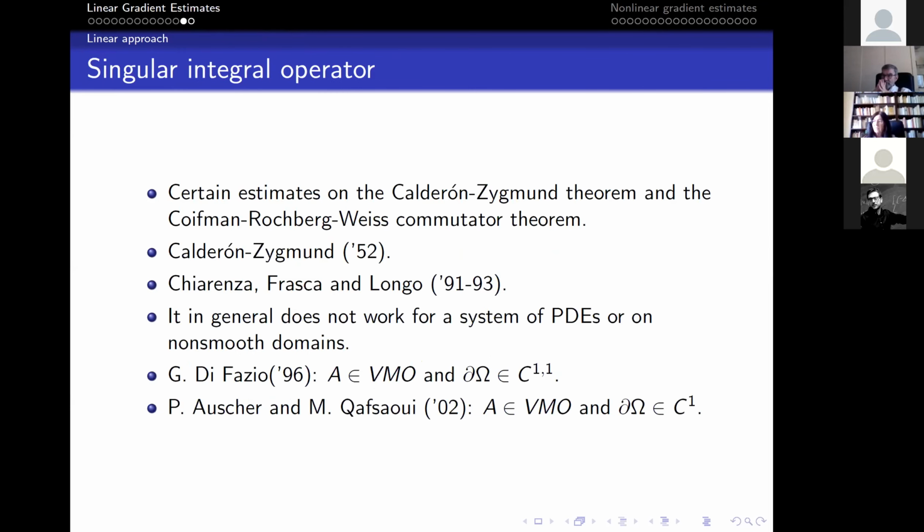Let's go back to the linear approach. These are the so-called singular integral operators. It actually goes back to Calderon-Zygmund in 52. Then, in terms of commutators, Chiarenza, Frasca and Longo worked on the VMO coefficient. But in general, it does not work for a system of PDE or on very non-smooth domains. For the divergence structure in 96, the Italian mathematician Di Fazio proved that if the coefficient is VMO and the boundary is good enough, then the Calderon-Zygmund theory holds. Later, it was extended to C1 domains.